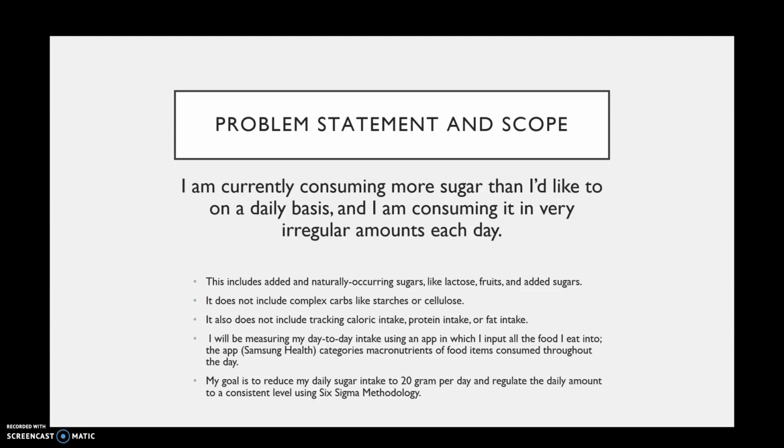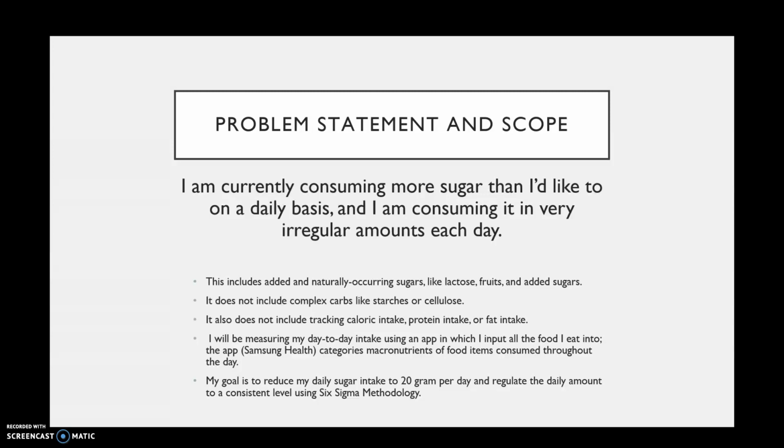I did use an app on my phone each day to track my total sugar consumption. I basically would just put in the food that I ate that day and it would categorize my macronutrients for me. So the goal with this project is to reduce my daily sugar intake to about 20 grams per day. That is the goal here, and regulate that daily amount to a consistent level using Six Sigma methodology.